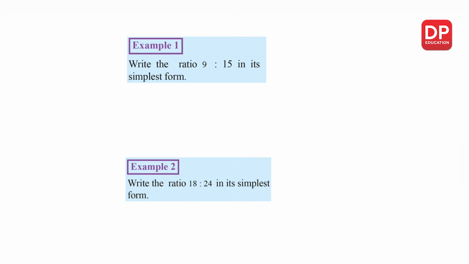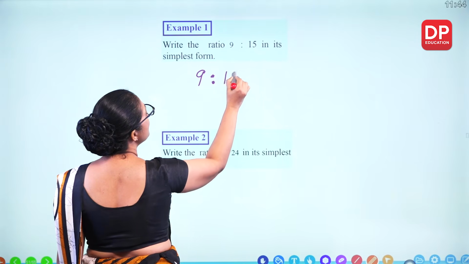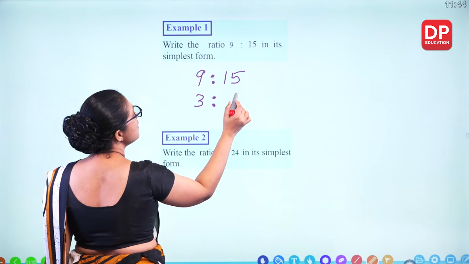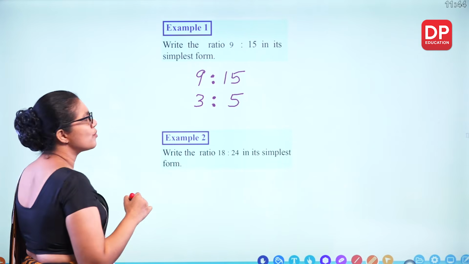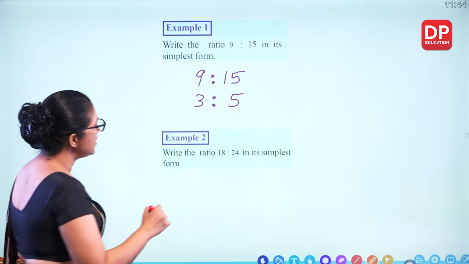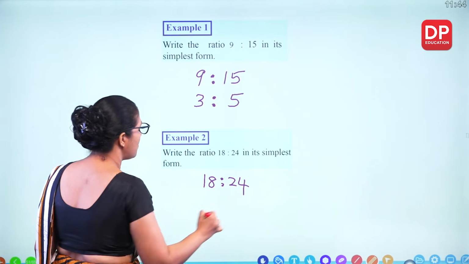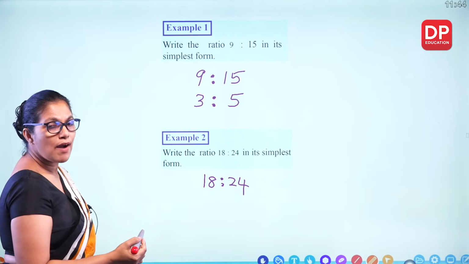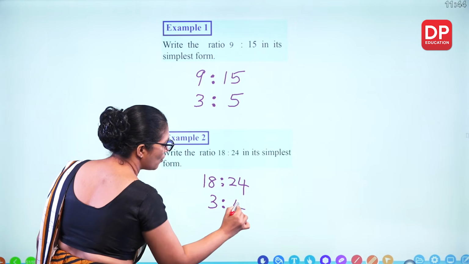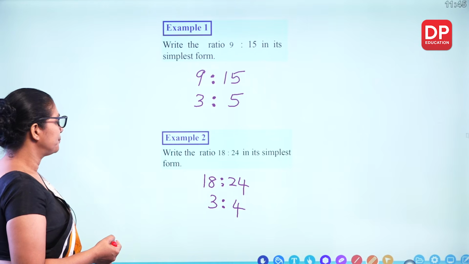Write the ratio 9 to 15 in its simplest form. You can divide by 3. 9 divided by 3, 3. 15 divided by 3, that's 5. So you get 3 to 5 ratio. Write the ratio 18 to 25 in its simplest form. You can first divide by 6 and see 6 times 3, 6 times 4. You can't divide further, so that's the simplest form.